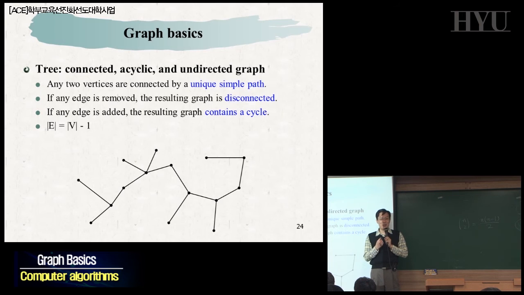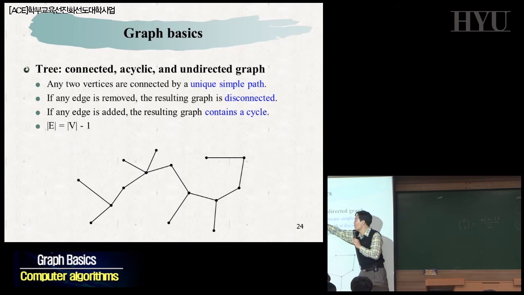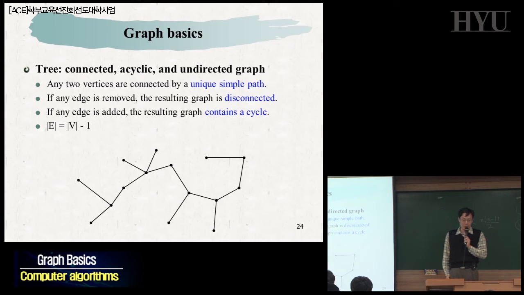Assume that it isn't unique. Then we have two different paths between these two vertices. Then we can create a cycle including these two vertices. So the path should be simple and unique because the tree is acyclic. Okay, so this is a very important property. Any two vertices are connected by a unique, simple path.